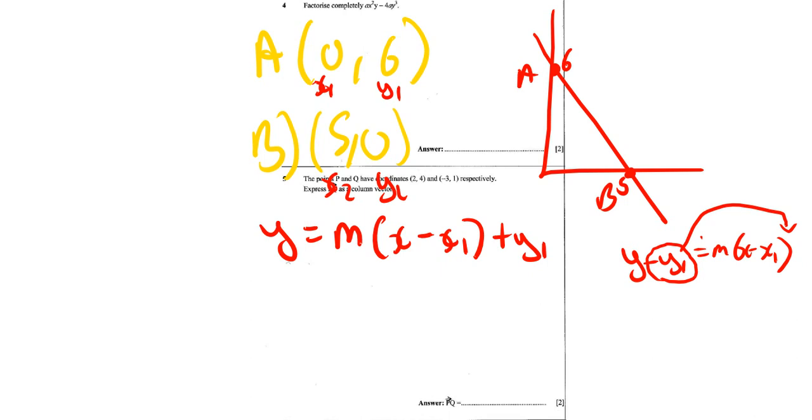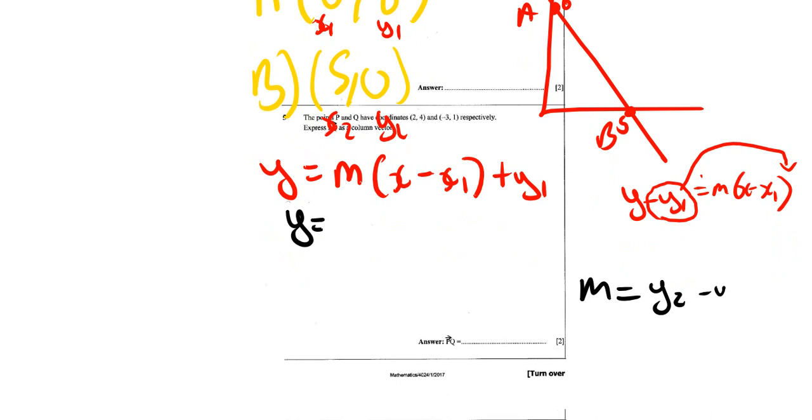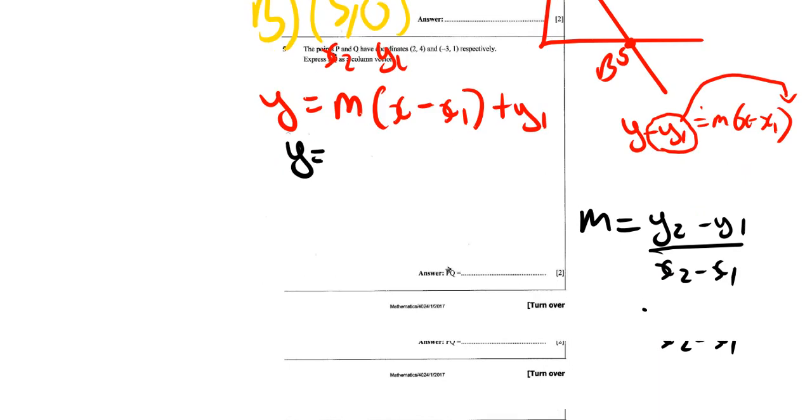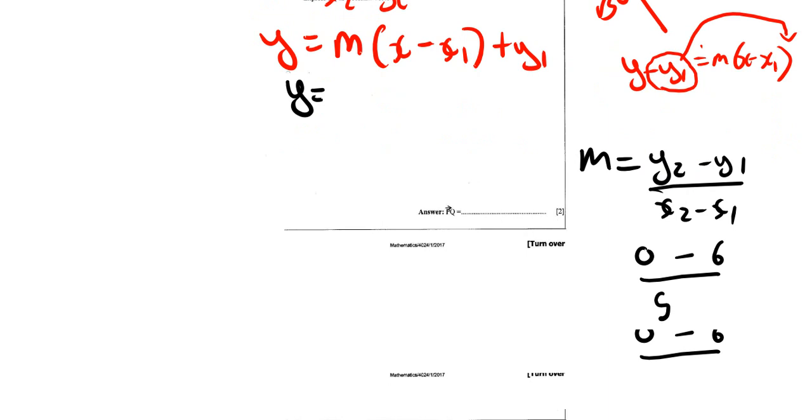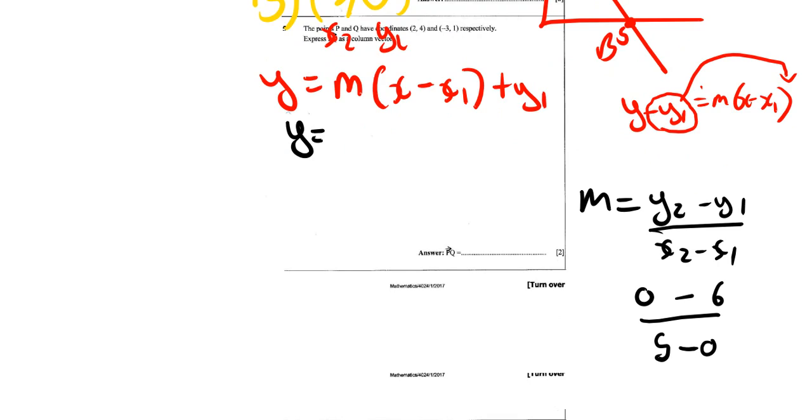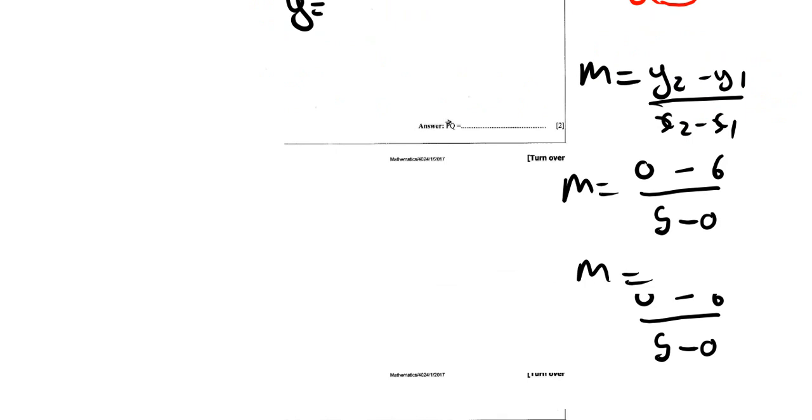Alright, so the next thing that we do is you just replace where there are numbers. So y equals, first and foremost, what is our gradient? We can determine our gradient in advance. We know that gradient m equals y2 minus y1 over x2 minus x1. What is our y2? Our y2 is basically 0, minus y1, which is basically 6, over, what is our x2? Our x2 is basically 5, minus, what is our x1? Our x1 is basically 0, implying that the gradient is equal to negative 6 over 5.